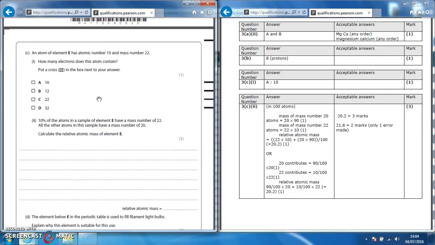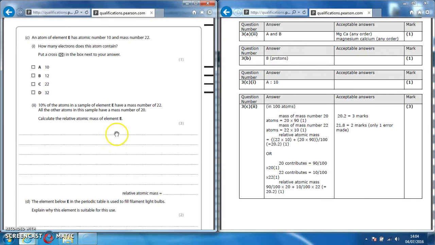For part C, an element of E has an atomic number of 10 and a mass of 22. How many electrons does it have? So this number here is the proton number, and this one is the mass number. So proton number are the positives. So if we have 10 positives, we must also have 10 negatives to balance that out. So we'd have 10 electrons.